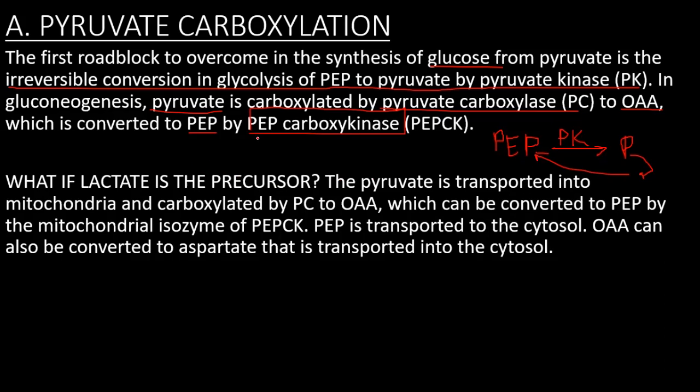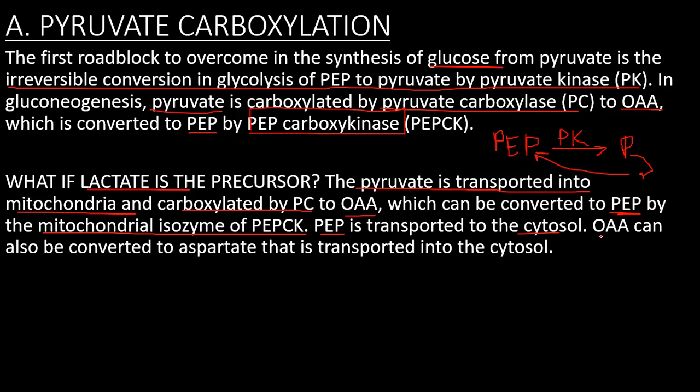Now, what if lactate was the precursor? This lactate is first converted back to pyruvate by lactate dehydrogenase. Then the pyruvate is transported into the mitochondria and carboxylated by pyruvate carboxylase to oxaloacetate. Then this oxaloacetate is converted to phosphoenolpyruvate directly by the mitochondrial isozyme of phosphoenolpyruvate carboxykinase. Then the phosphoenolpyruvate is transported to the cytosol, where it will continue with gluconeogenesis.